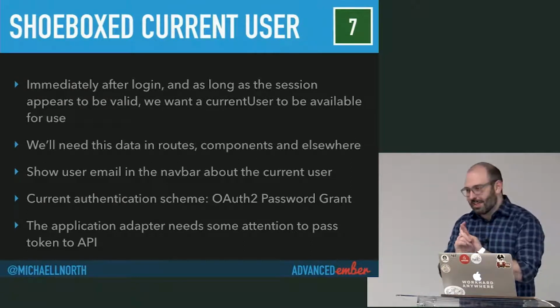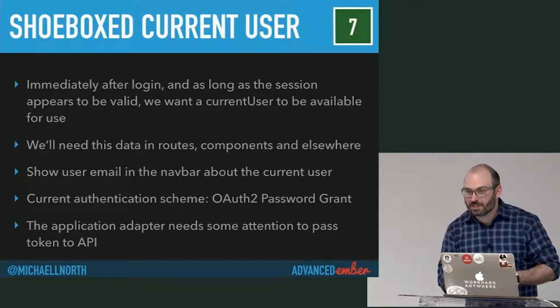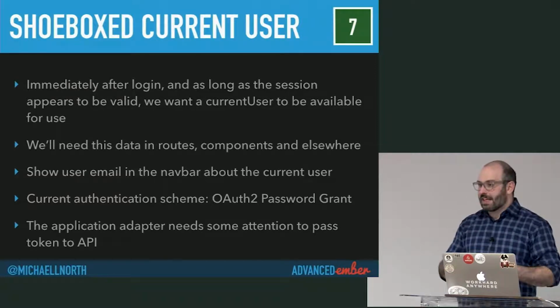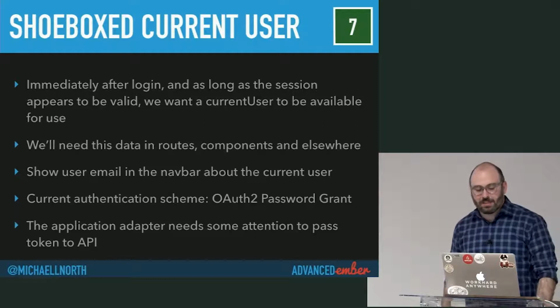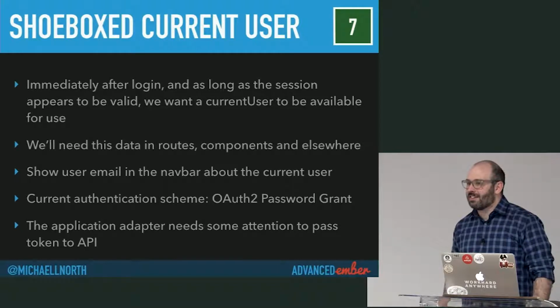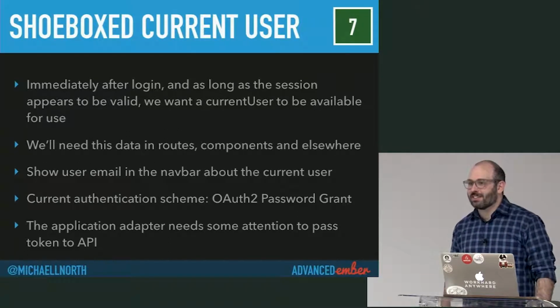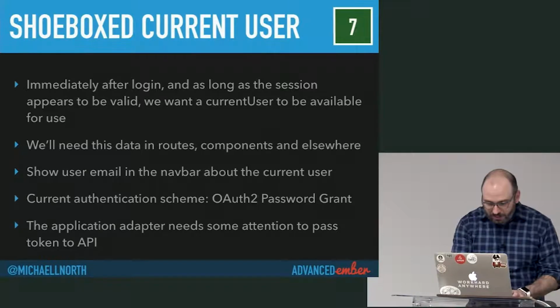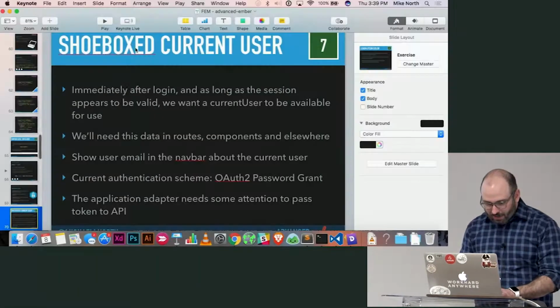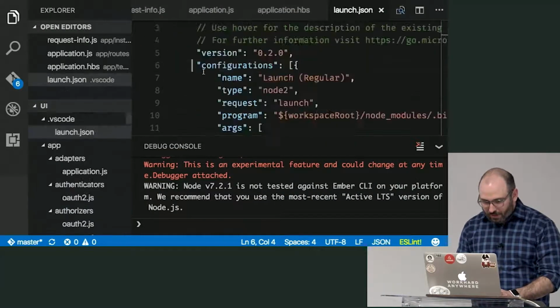But we want to show the user's email address in the nav bar. And so this probably means you want a service of some sort that you're going to inject on something so that you can have that data available in a template. And there's a missing piece in the way I've set SimpleAuth up, in that there's something you need to do in the application adapter in order to get it passing the authentication credentials along the way it should. So I'm going to look at the code here and show you the pieces that are ready-made for you, so you know where you're starting.